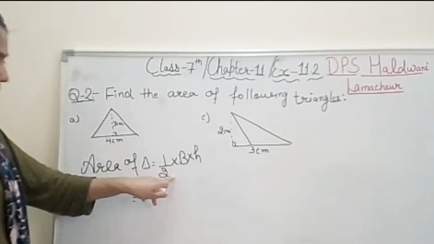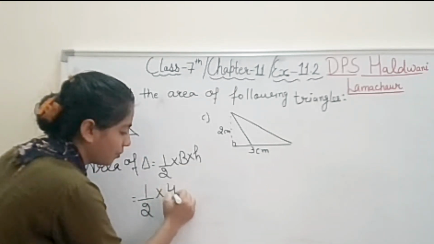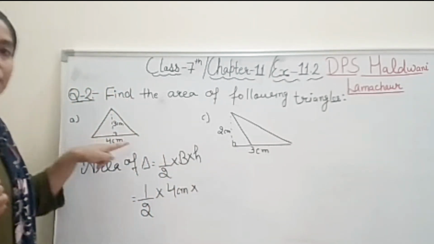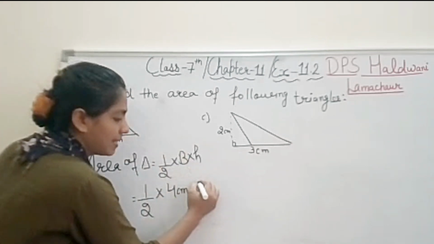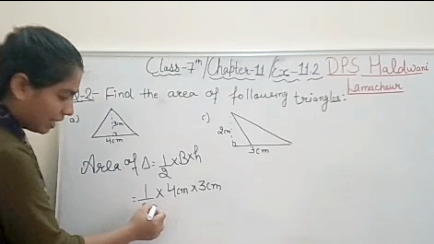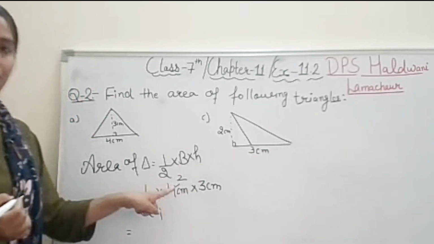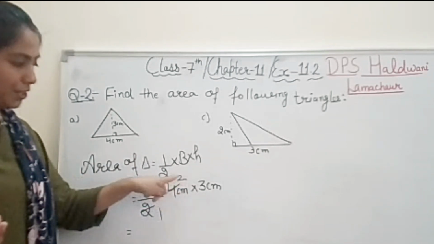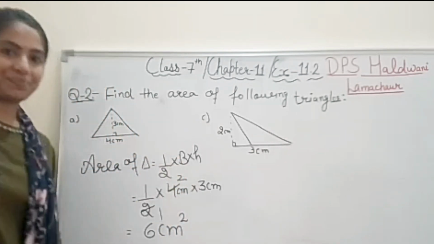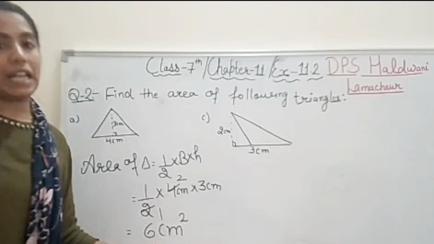Right, students? So base is 4 centimeter. So half would be as it is. Base is 4 centimeter into height, which is making a 90 degree angle with the base. So this height is 3 centimeter. Now you will solve it. See, 2 ones are 2, 2 twos are 4. It is in denominator, it is in numerator, so it will be cancelled out. So 3 twos are 6. 6 centimeter square. Very simple. You have to do the correct calculation.